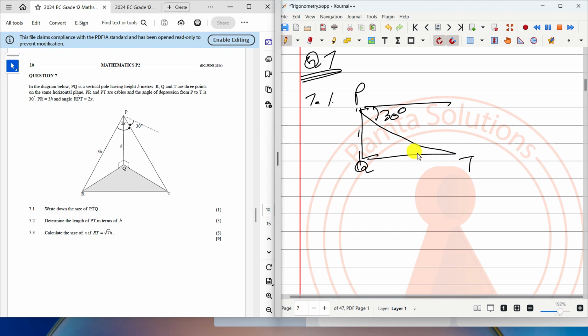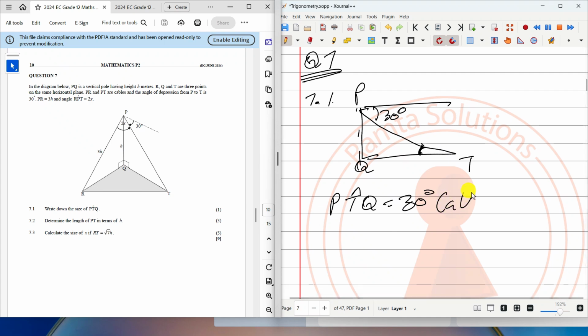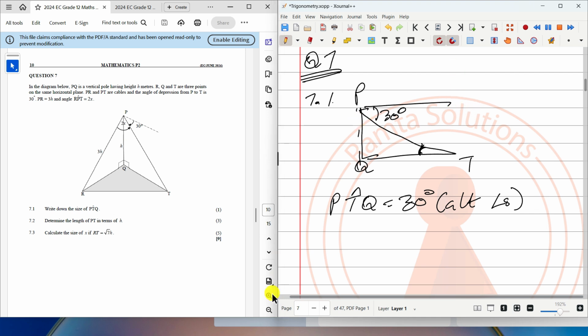If you can see this, these are alternate angles. They make an N shape, or what you call a Z shape, whichever you prefer. Looking at this angle, that's the one we find. So angle PTQ is equal to 30 degrees, and the reason is these are alternate angles. In other words, angle PTQ is equal to the angle of depression from P to T.